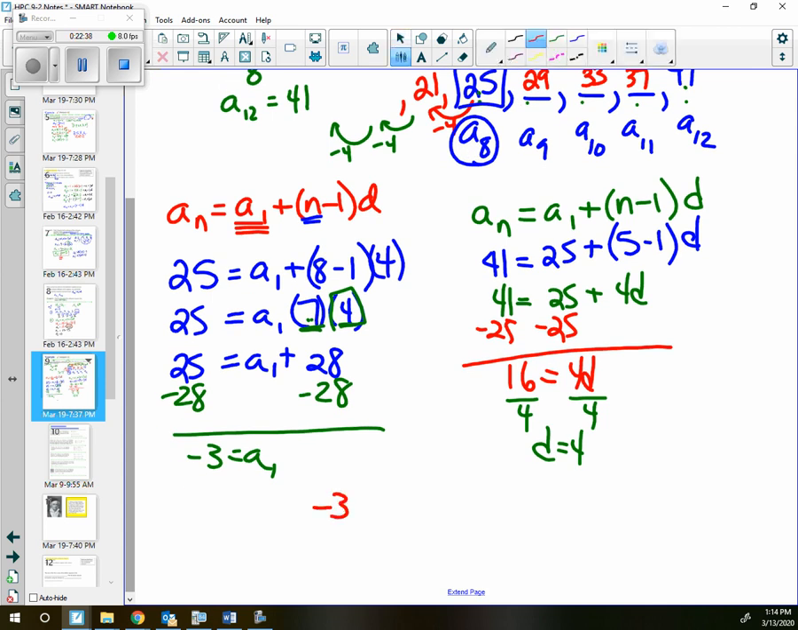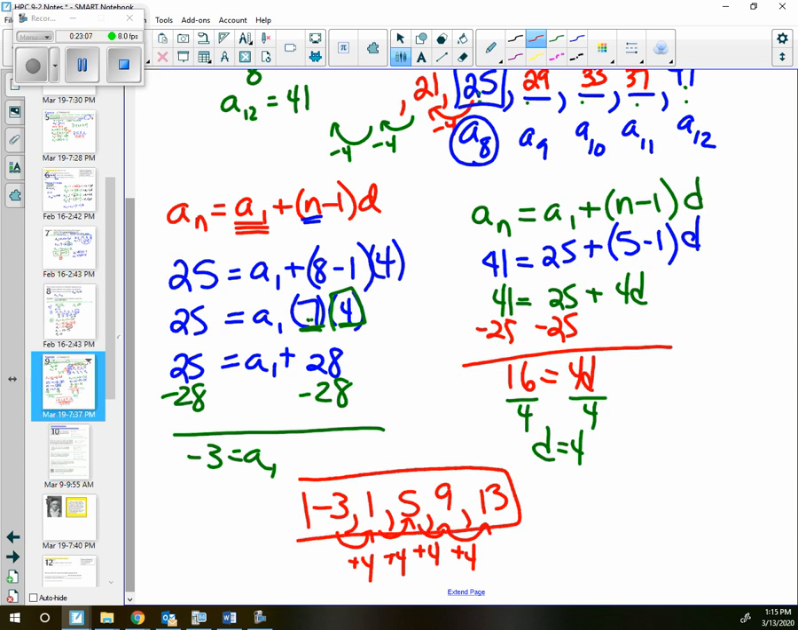Cool. So how do we get the next 4 terms? Well, we just start adding 4. We know our common difference. So it'd be -3. Then we'd be at 1. Add 4 again. We'd be at 5. Add 4 again. We'll be at 9. And then we'll add 4 again, and we'll be at 13. So we have term 1, 2, 3, 4, 5, and we can go on from there. But they wanted the first 5 terms in the sequence.